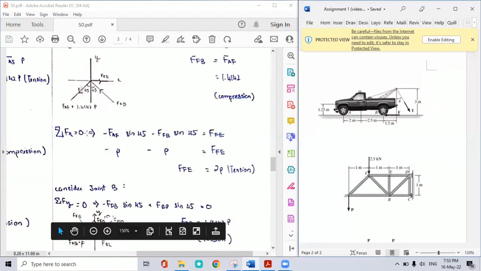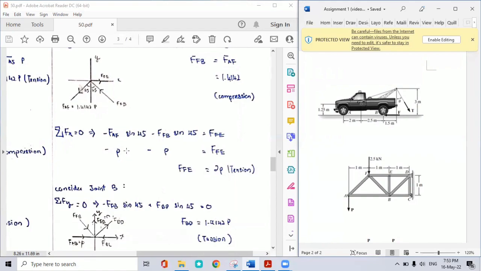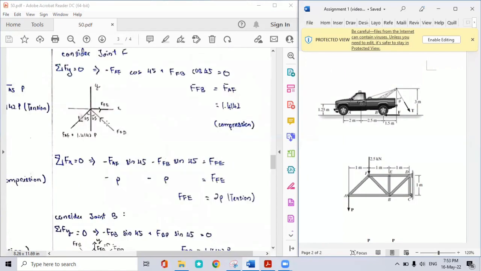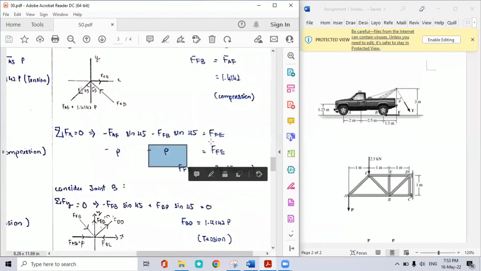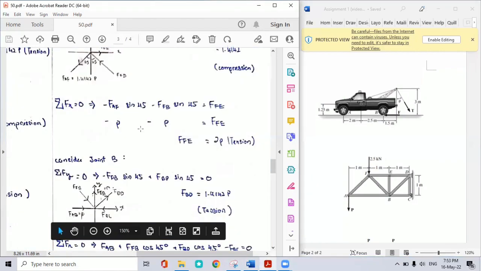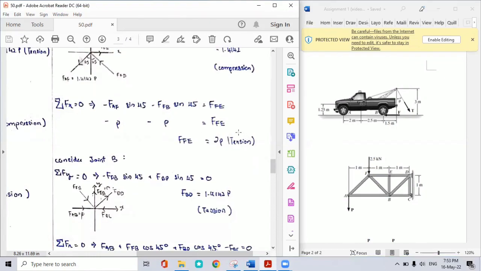Okay, the Fx. For the x direction, meaning the horizontal direction, we will need to resolve the force into the horizontal direction, meaning FFB sine 45, FAF sine 45 right here. Then we will have this equation, and after that we substitute the values, and then we get minus P equal to FFE, and therefore we sum this up together, and this force FFE will be equal to 2P, and this 2P will be in tension.